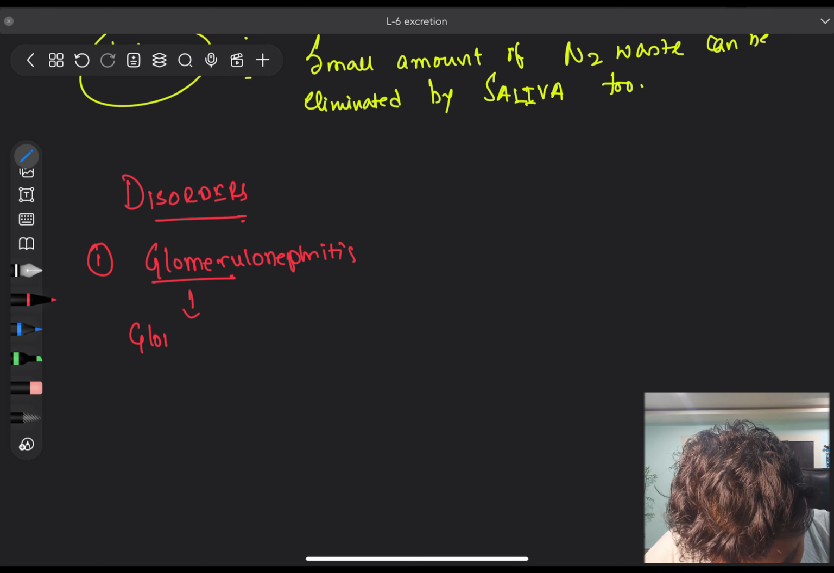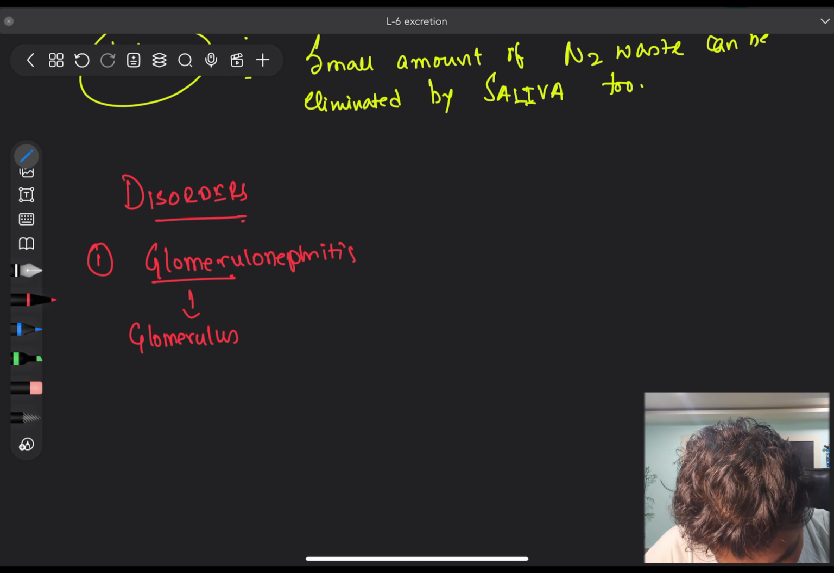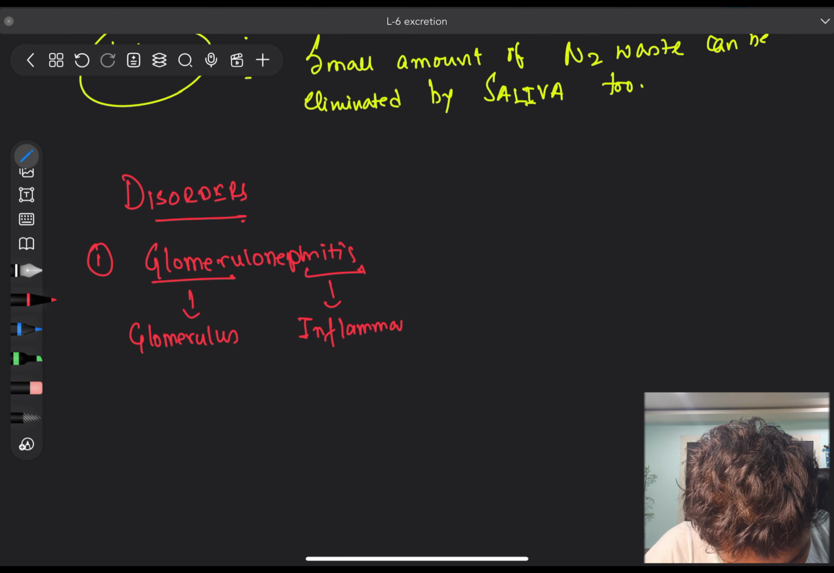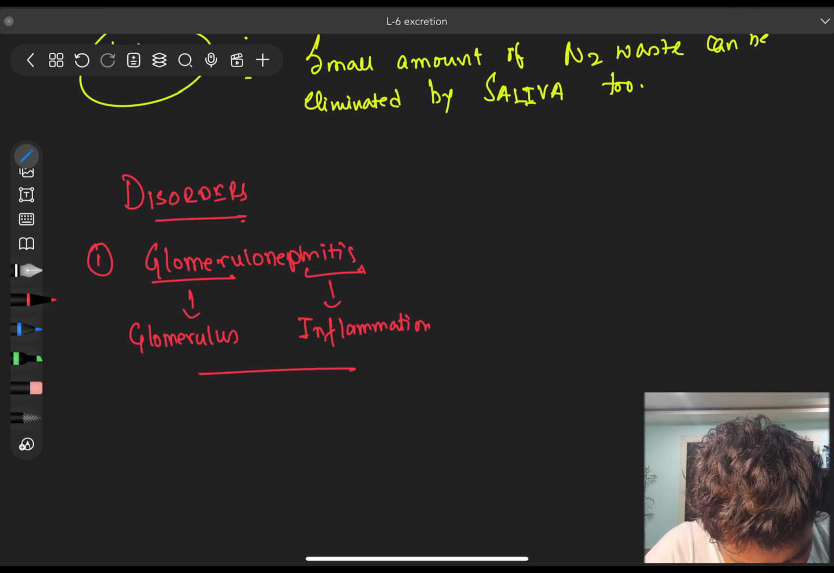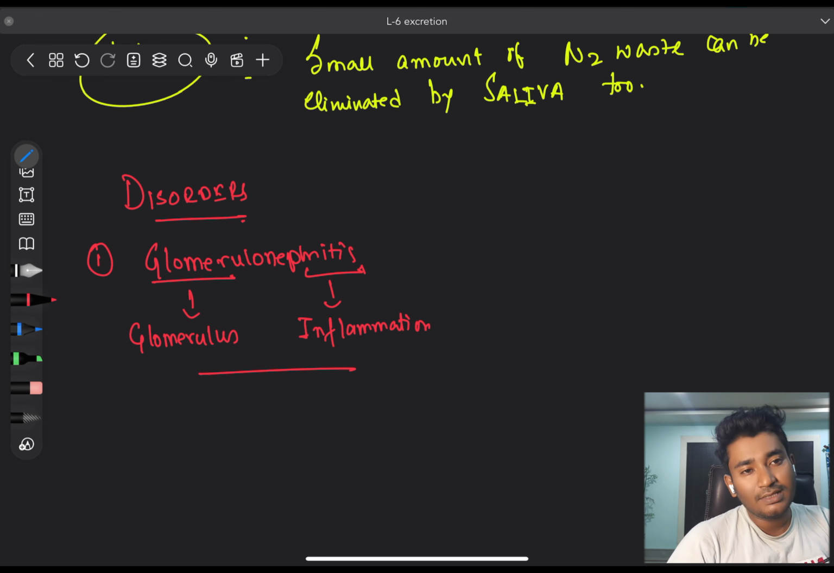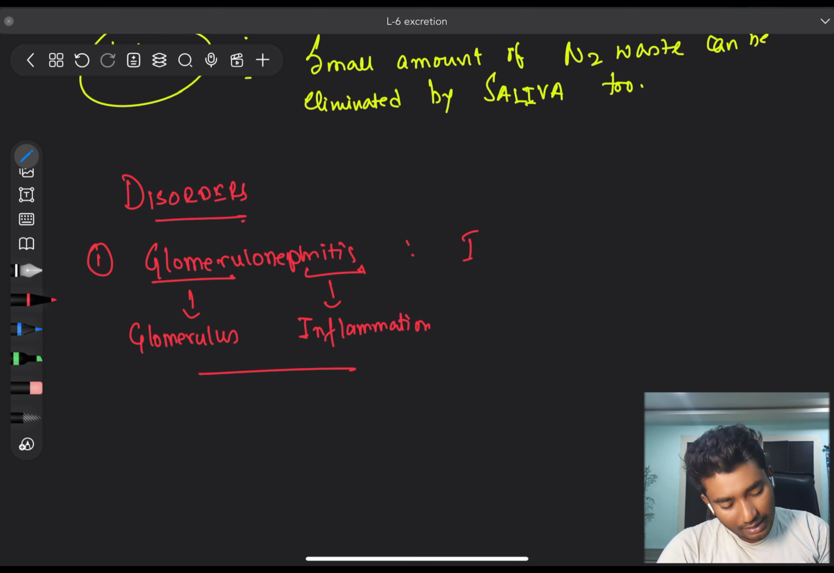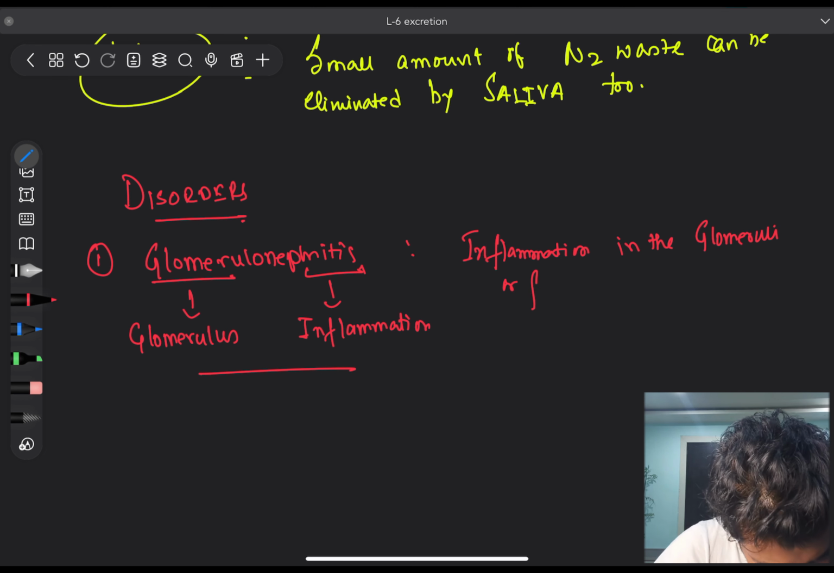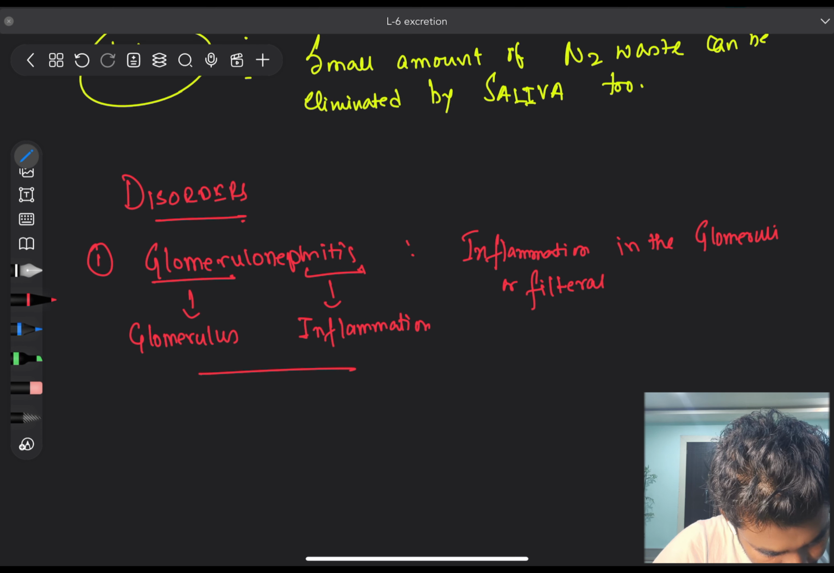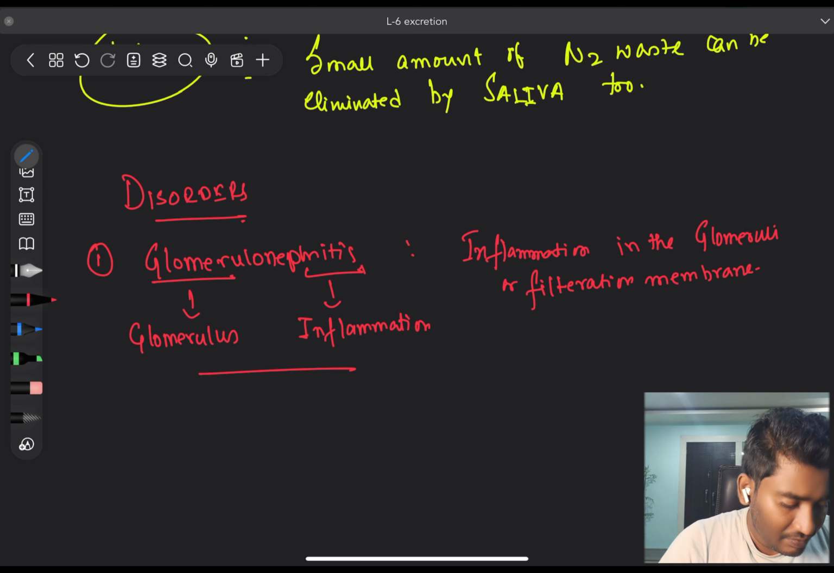Glomerular comes from the word glomerulus, and itis means inflammation. So glomerulonephritis means inflammation of the glomerulus. The plural is glomeruli, the filtration membrane. Inflammation in the glomeruli or the filtration membrane.